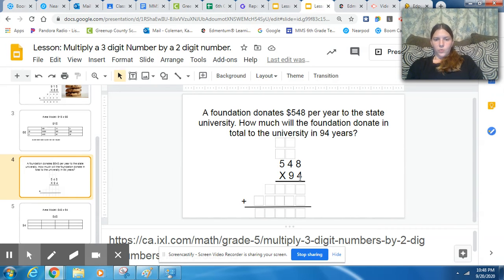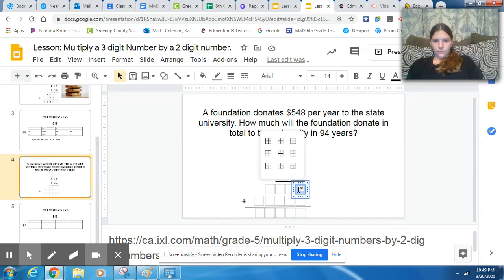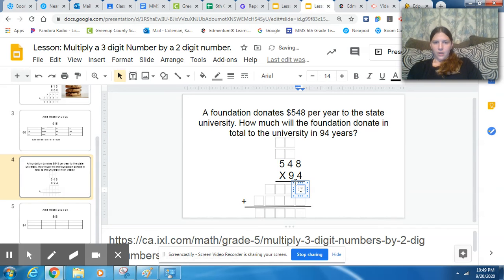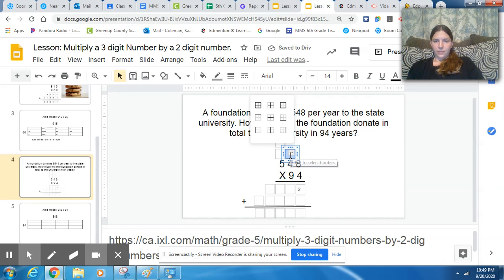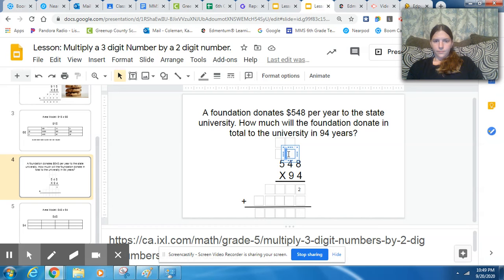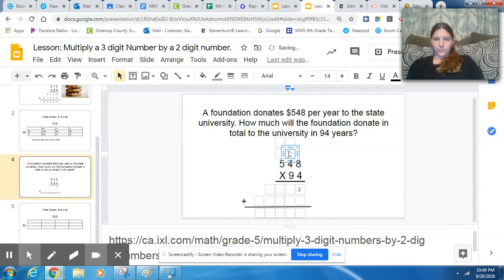We always start in the ones place and work our way over to the left. So I'm going to start with my ones times my ones. 4 times 8. 4 times 8 is 32. I'm going to bring my 2 down and carry my 3 to the next place value, to the tens.